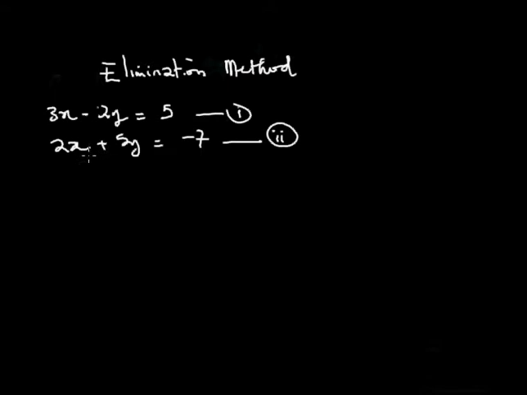Now, what we can do is, if we want to eliminate x from the two equations, we need to multiply the coefficient of x in the first equation with the coefficient of x in the second equation. What I mean by that is, take for instance we want to eliminate x.